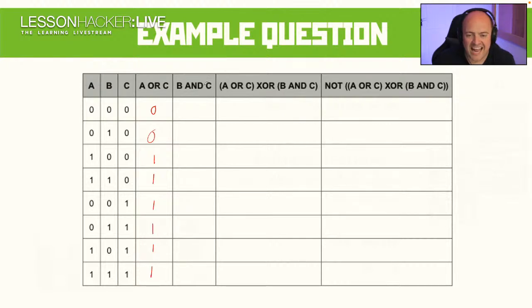Next column along is B and C. Both B and C need to be a one for us to get a one here. No, no, no, no, no, yes, no, yes.